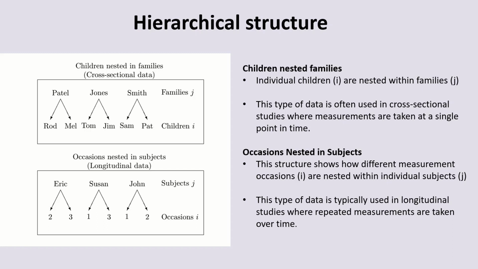First of all, we can have cross-sectional studies, where we have maybe an example of parents and their children. The children are nested within their families. In a longitudinal structure, maybe we have Eric, Susan, and John as subjects J, and you are measuring their weights for a specific period of time, and occasions is I. Occasions are the number of times you are measuring their weight.